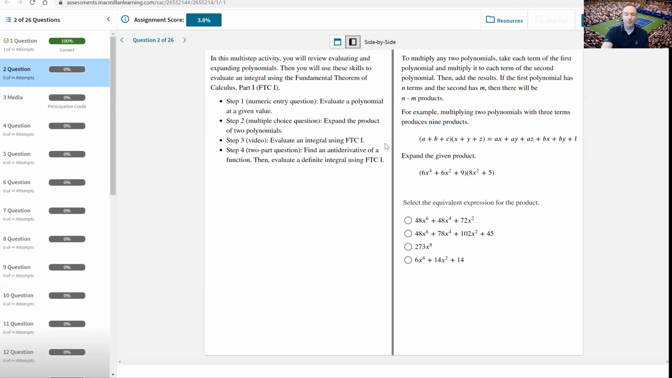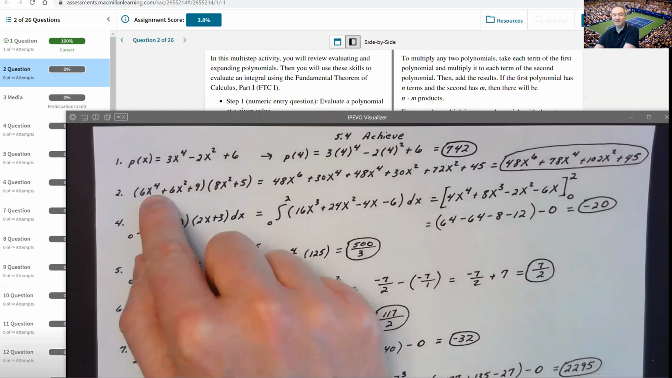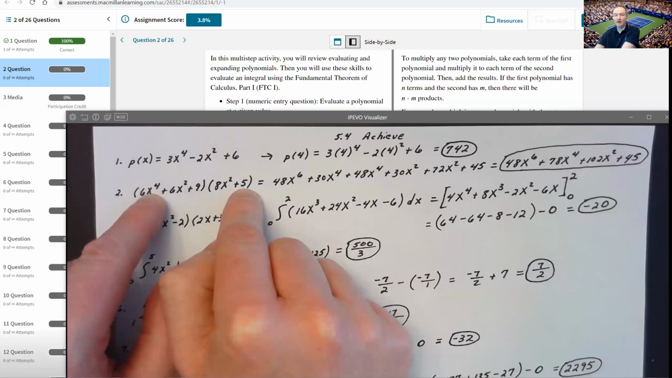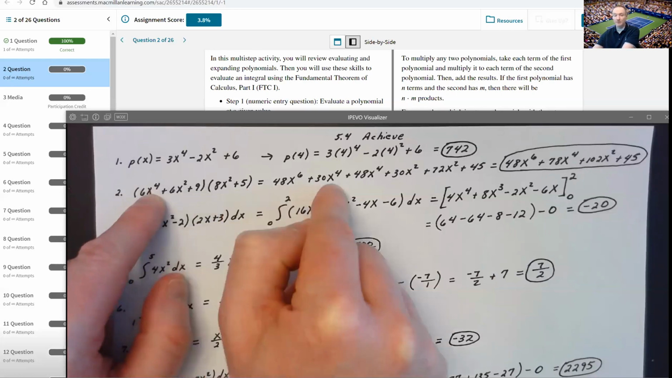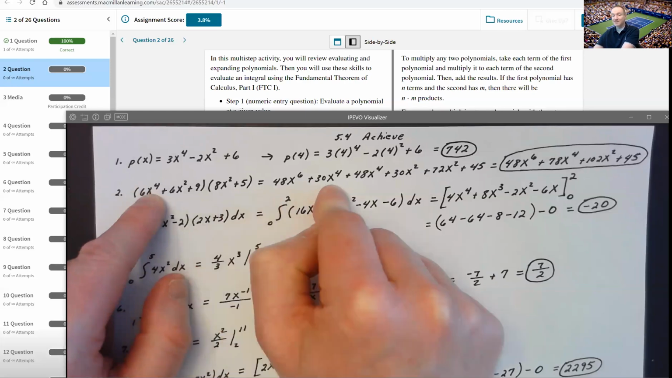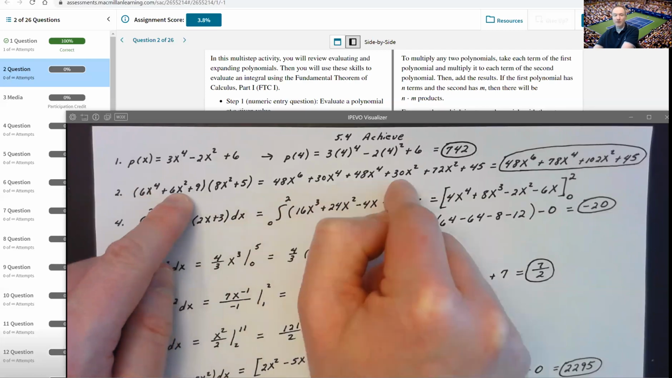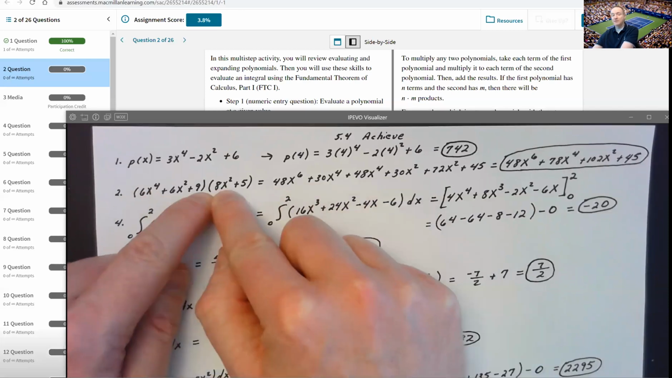So in this problem, what I did to show my work here, in order to multiply this out, I distributed the 6x to the fourth times both of the terms in the second group. I got my 48x to the sixth plus the 30x to the fourth. Then I distributed the 6x squared through both of those terms, getting the 48x to the fourth plus 30x squared. And then the 9 distributed to both of those terms, the 72x squared plus 45.